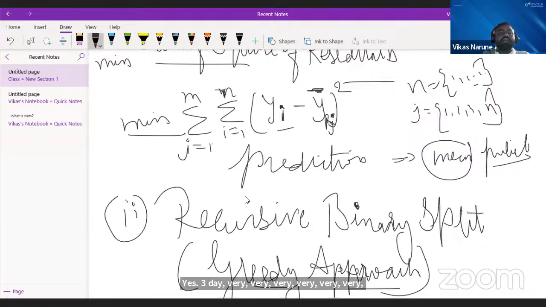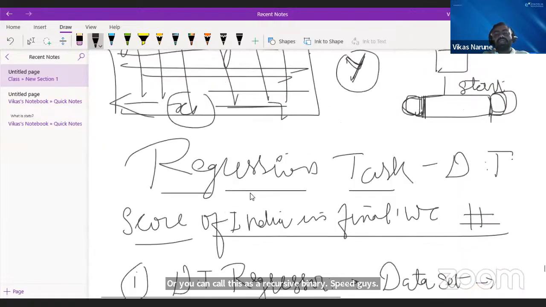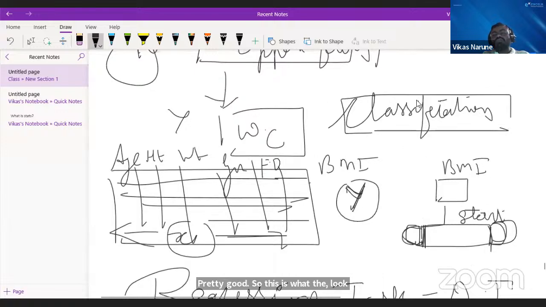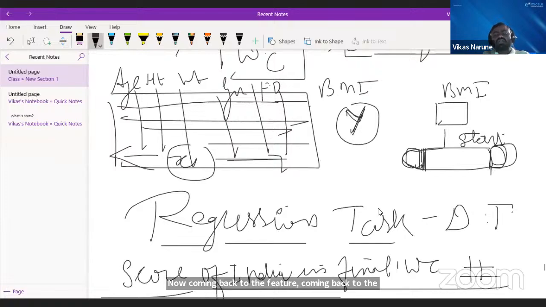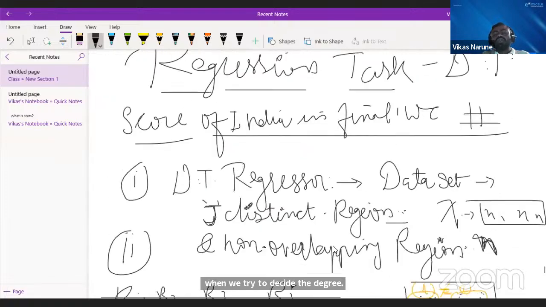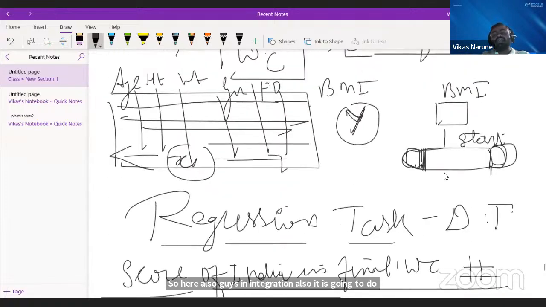Recursive binary split. Okay, so this is what the regression looks like. Now coming back to the question: in classification, when we try to decide the tree... here also, guys, in regression it is going to build a tree, but it is going to divide the data region-wise, and then it will try to build a tree.